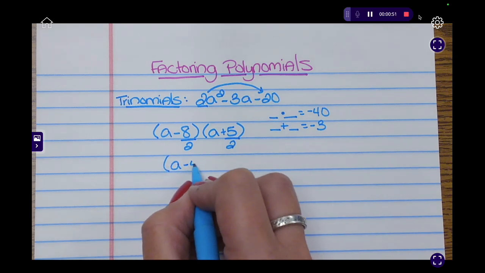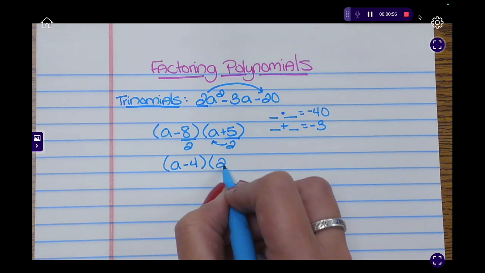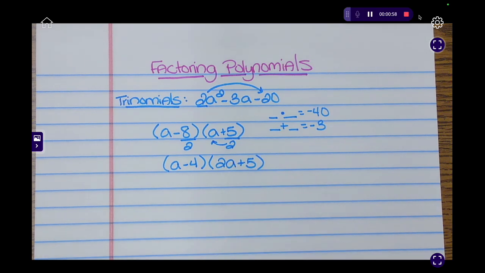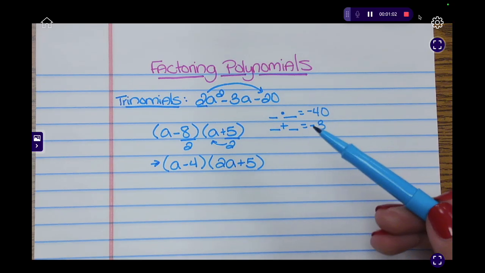And then that last step we always divided by a. So this would give me a minus 4. This one does not divide evenly, so I slide that to the front, so that gives me 2a plus 5. So this would be the factored form of that trinomial. So that's what we've done previously.